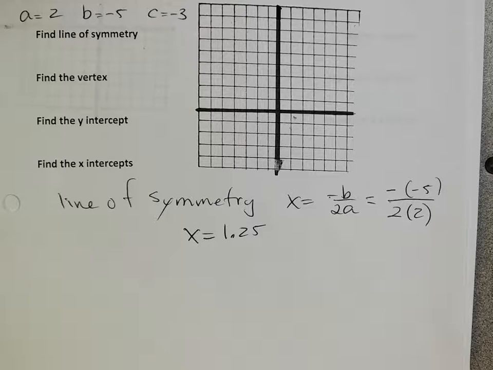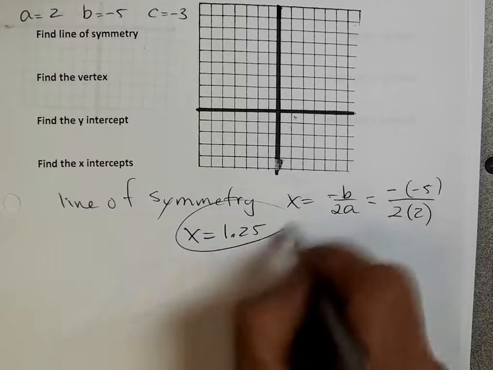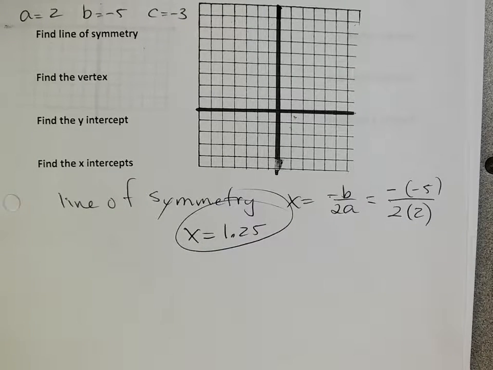So I'm going to circle that. I'm going to come back to it. When I'm ready to graph it, I'm going to gather all of these things. I'm going to do my dots, my symmetry, and I'm going to graph it in the end. Thumbs up on line of symmetry?